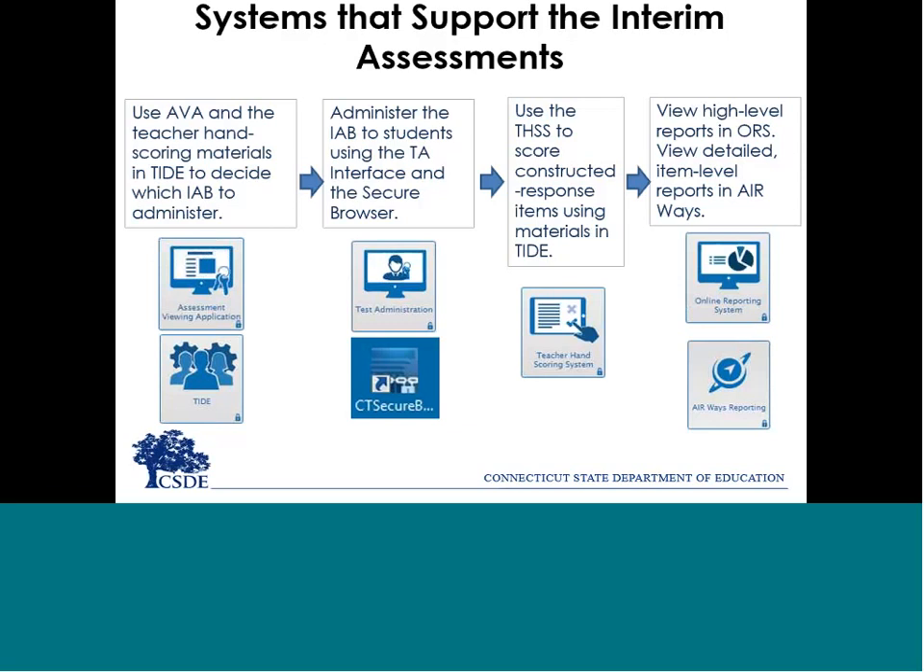The student responses to any constructed response items are available for scoring using the teacher hand scoring system. After hand scoring is complete, data will be available in both the online reporting system and in the Airways reporting system. All student responses, open-ended responses, and performance tasks are available for viewing in Airways. If no hand scoring is needed, which is true for many of our interim assessment blocks, scores will be available in the ORS and Airways following the completion of testing.